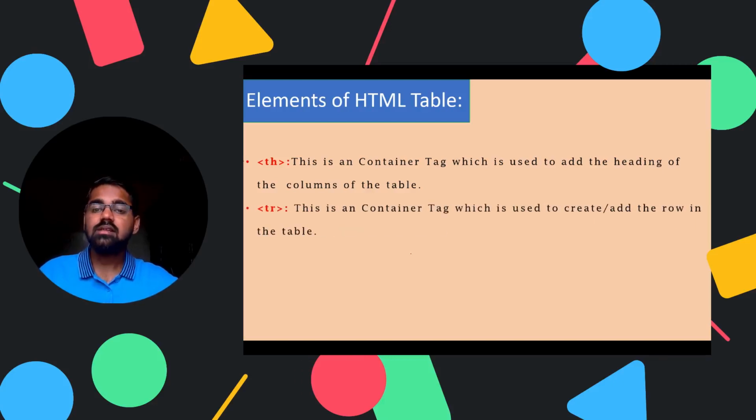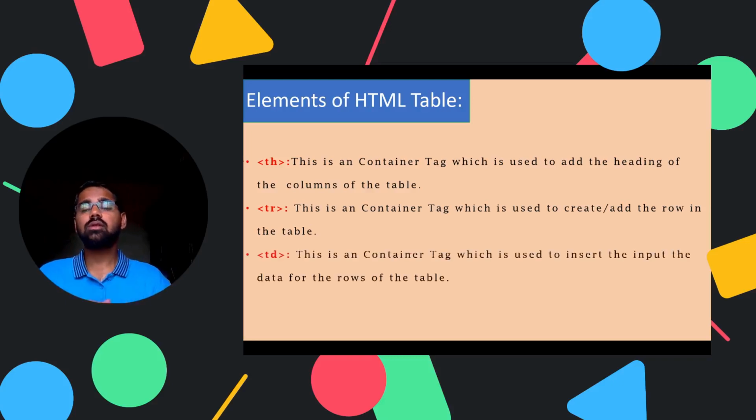Next, the tr tag. This is a container tag which is used to create or add the rows in the table. As I have told you before also, tr is used for adding the rows in the table, right? The third one is the td tag. This is a container tag which is used to insert the input data for the rows of the table. So these three are the basic HTML table tags which you need to write in your code for creation of the table.